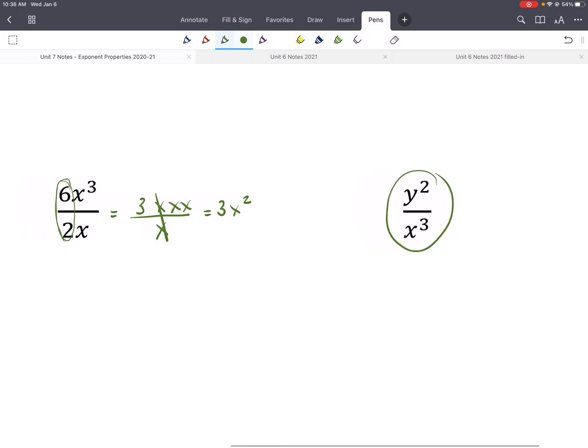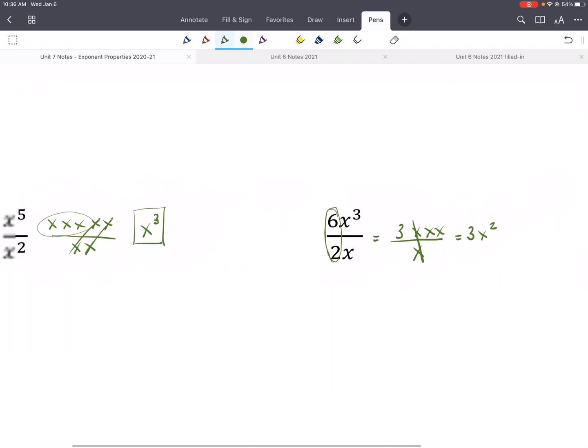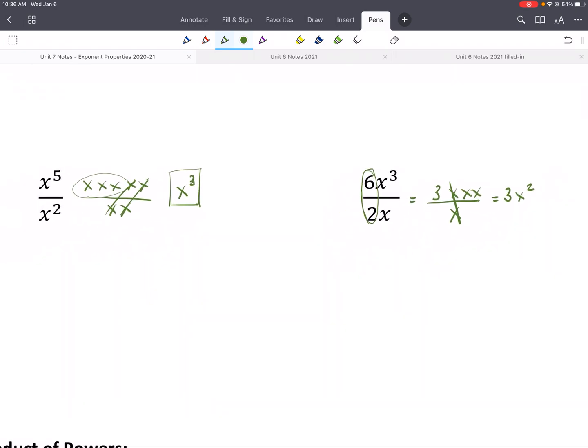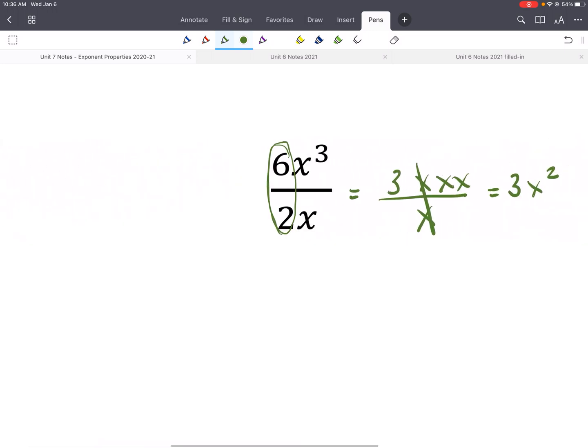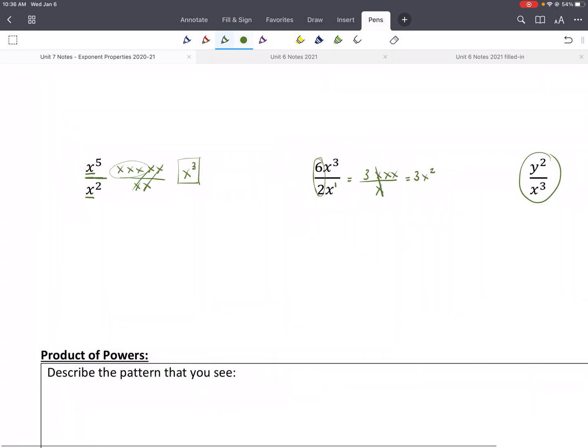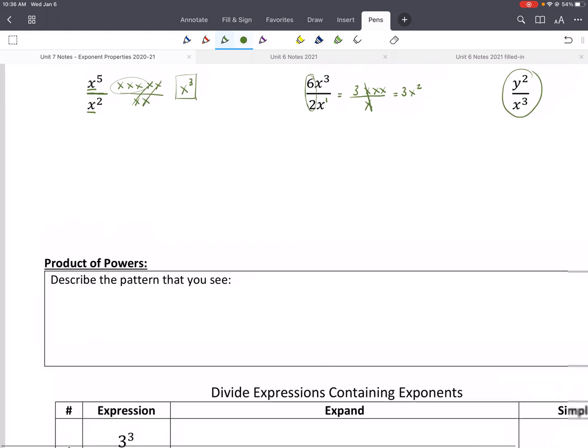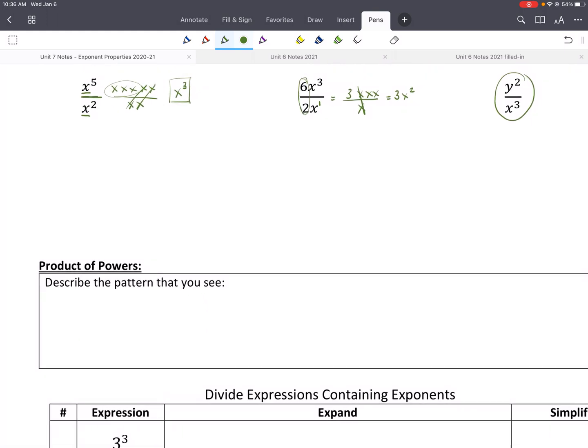Okay. All right. So just looking at these two and the ones that we did above, what is the pattern? What do we notice with their exponents? When we are dividing like bases, what happens with their exponents? How can we use 5 and 2 and end up getting 3? How can we use 3 and 1 to give us 2? So what are we doing here? Okay, so I hope you're realizing that when we divide like bases, we subtract their exponents.